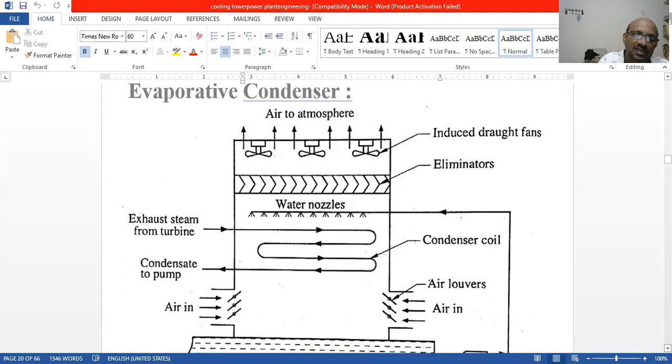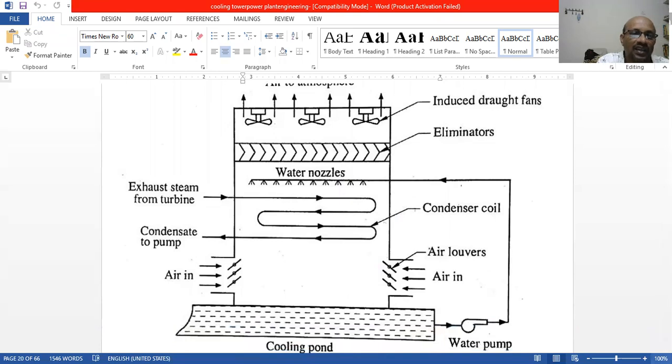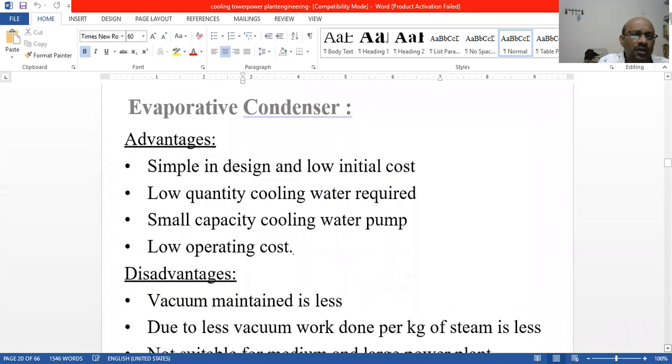All these are valves, throttle valves you can say, and from the throttle valves it goes up. Another thing here is the cooling pond. From the cooling pond we send the water, and we store this entire water over here. Another thing, evaporative condensers will be there.